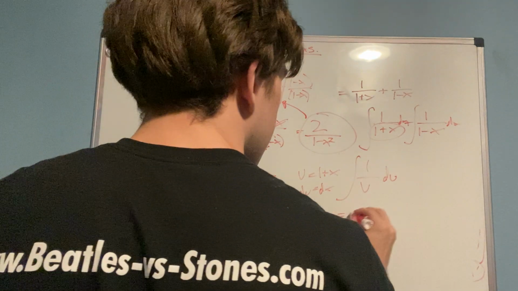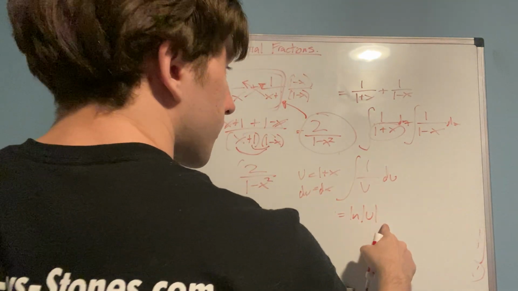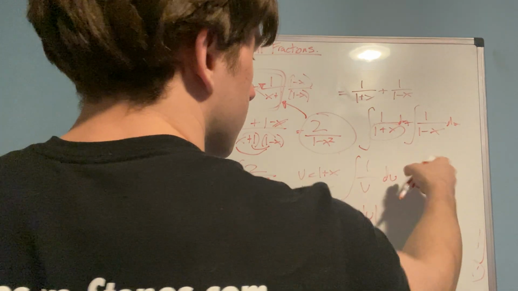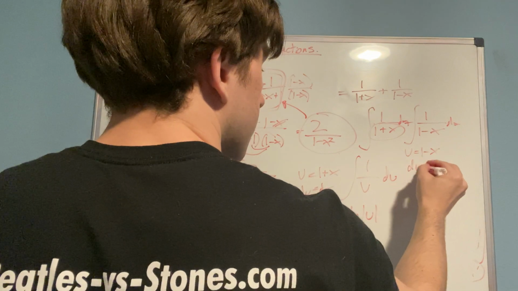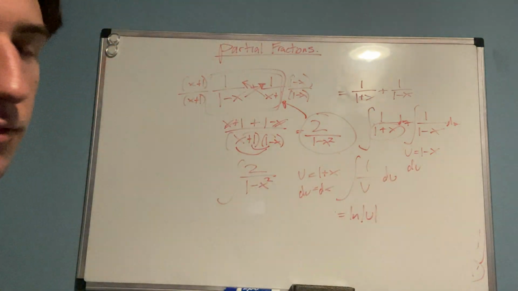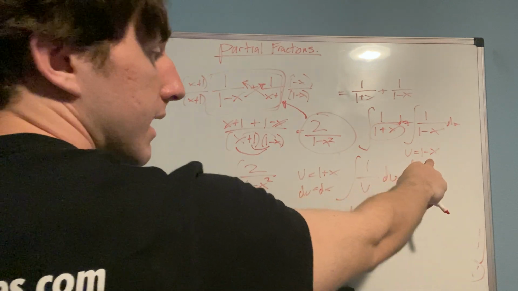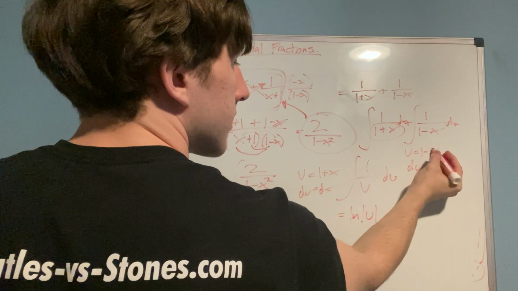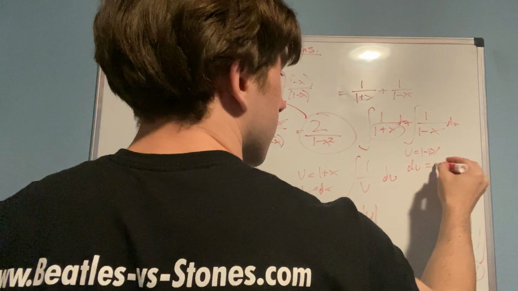So you would get ln absolute value of u, and we still have this other integral, so we're just going to do another u sub, u equals 1 minus x. So you have to be careful here. If you take the derivative of minus x, that's like minus 1 times x, and so taking the derivative of that is just minus 1.